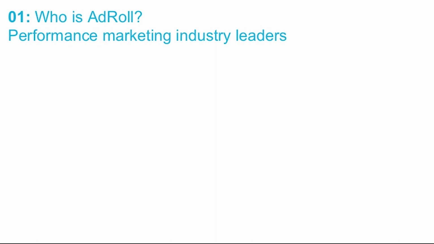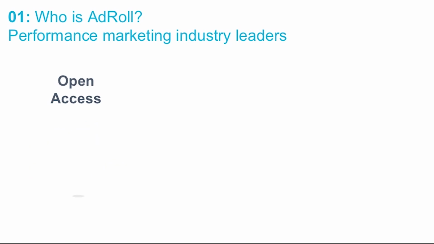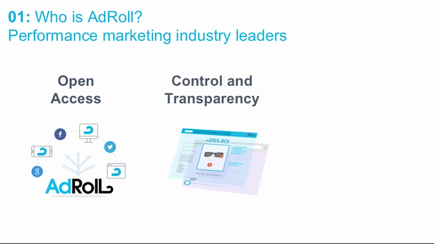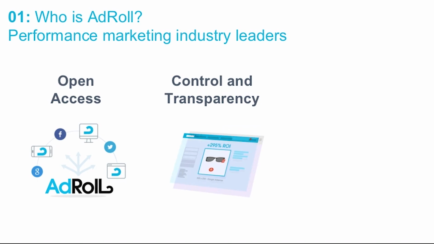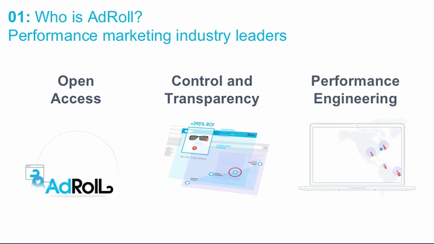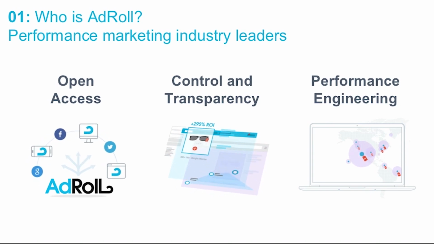So who is AdRoll? AdRoll enables thousands of small and medium-sized businesses to reach their customers across any device or browser with access to over 500 plus ad exchanges, including native inventory like Facebook, Twitter, Instagram, and Google. We give you control and transparency of your ads, including the ability to conveniently place ads, monitor performance, and fine-tune your campaigns with one easy-to-use platform. And last, you won't miss out on a single customer with our proprietary real-time bidding algorithm, BidIQ, which ensures your ads receive the right placement for the right price.